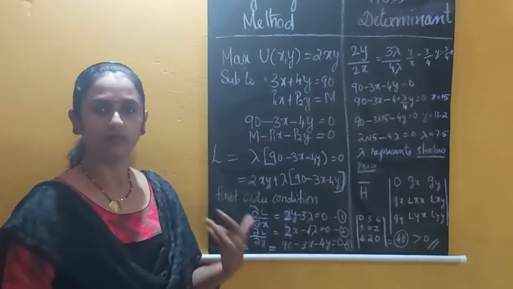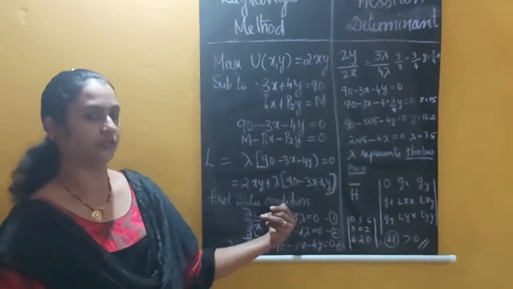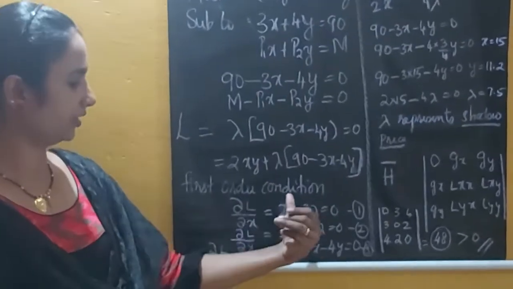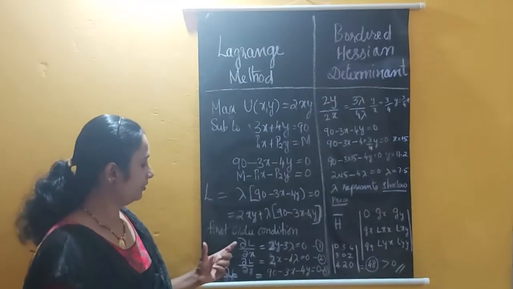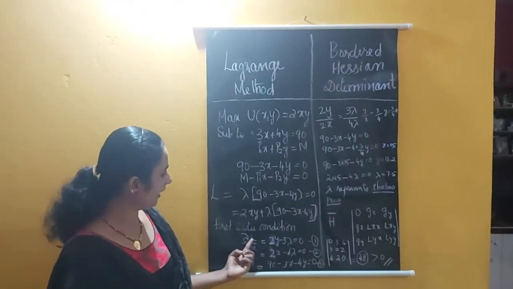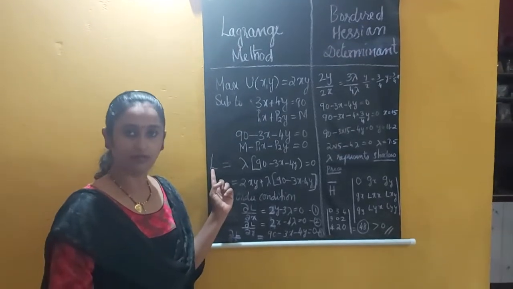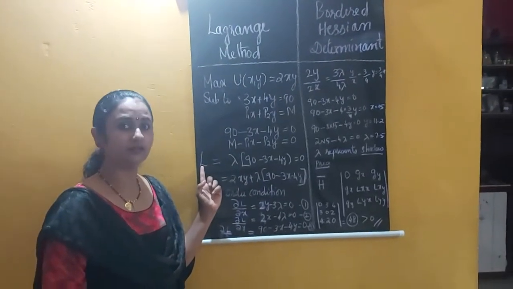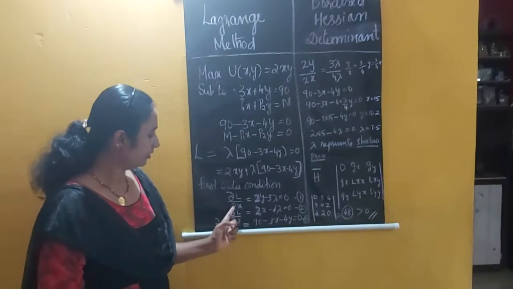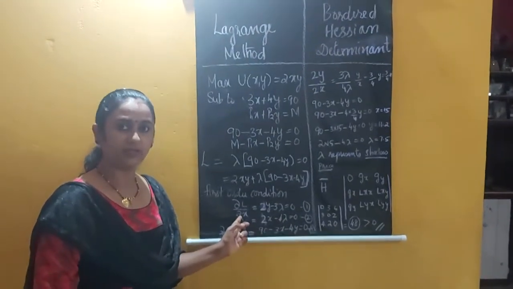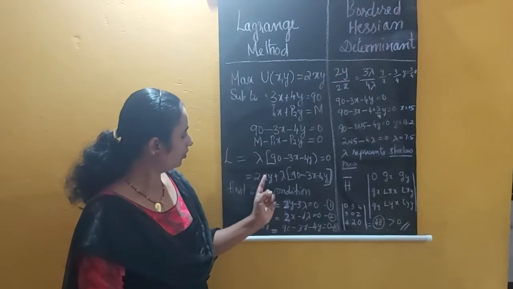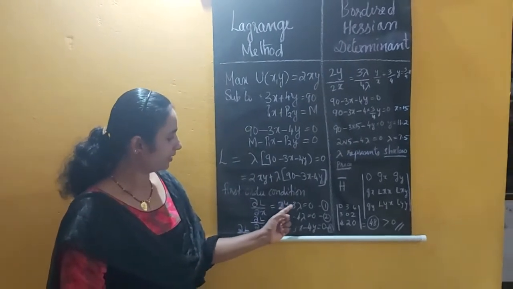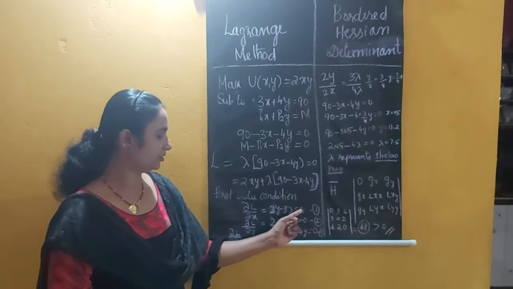Now we are moving on to the first order condition, in order to get the bordered Hessian. That is, partially differentiating this Lagrange function with respect to x. That is, dou L by dou x equal to 2y minus 3 lambda is equal to 0.